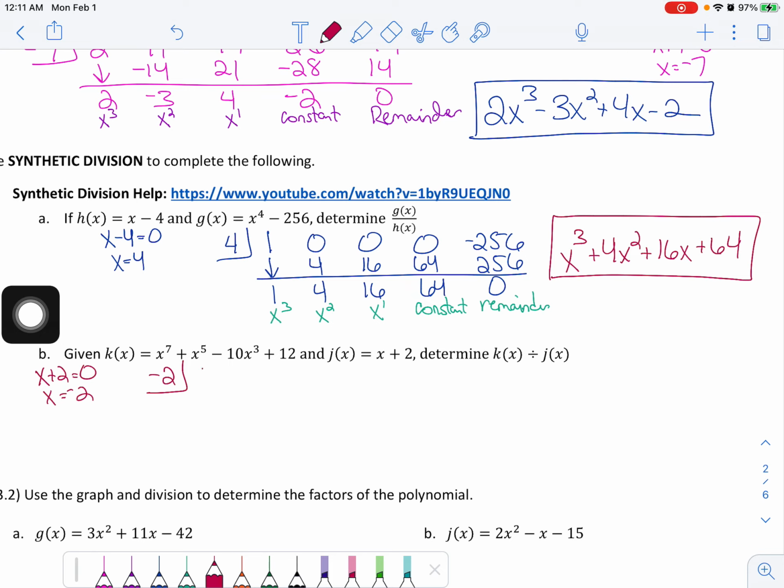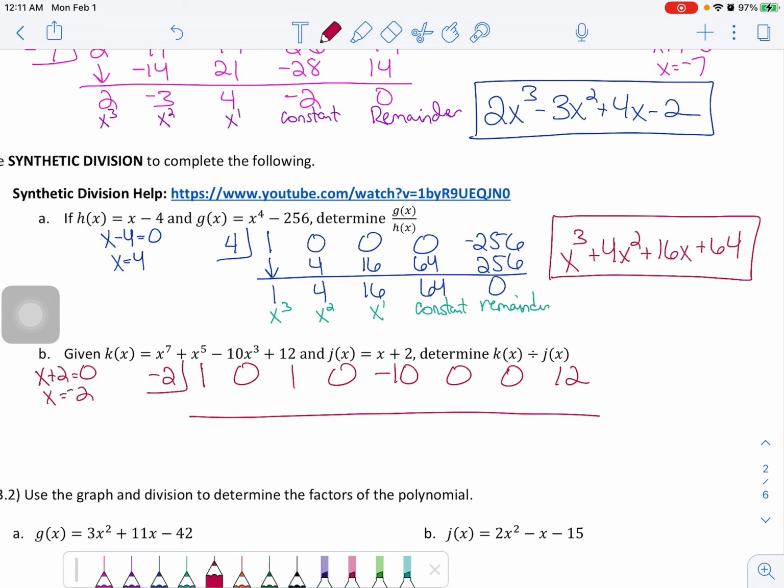So x to the 7th has a coefficient of 1. X to the 6th doesn't exist, placeholder. X to the 5th has a coefficient of 1. X to the 4th doesn't exist, placeholder. X to the 3rd is a coefficient of negative 10. X squared doesn't exist, placeholder. X does not exist, placeholder, and then the constant is 12. All right, I want to double check that I got everything. So 7, 6, 5, 4, 3, 2, 1, constant.